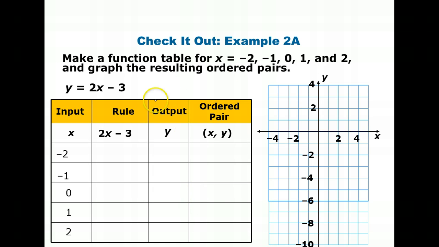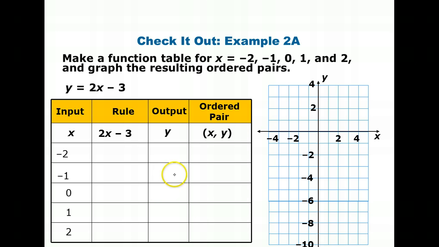Go ahead and try this one by yourself. Plug in these inputs, the x's, and here is the function rule. You need to take these numbers, plug them in for x, and then solve. All we're really doing is substituting once we know the rule, and then with the ordered pairs, we go ahead and graph them. So go ahead and try to graph this one by yourselves.